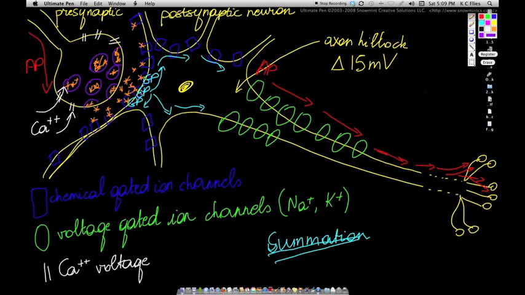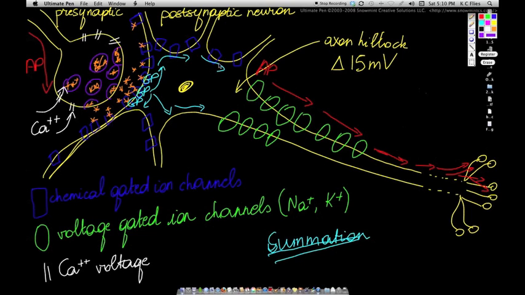One graded potential by itself only changes the voltage of the postsynaptic membrane by 1 or 2 millivolts. But if we have many of these graded potentials occurring one after the other or simultaneously, they can go through summation. And as they spread, and I'll explain to you in a different video clip how it is that they spread, how the ions flow and create a current that spreads.